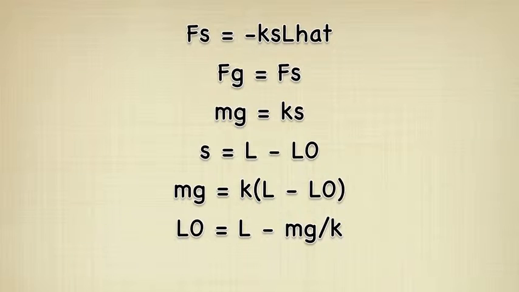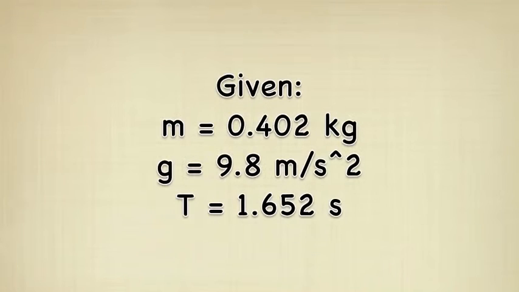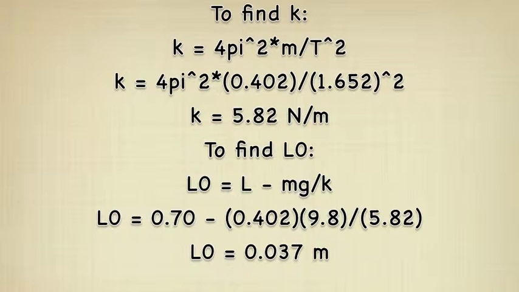To do so, we know that the weight force and the spring force are equal, so we can set mg equal to Ks. Then, using the formula for S, we can find that L naught equals L minus mg divided by K. Now, using the given mass and gravity, and what we found T to be, we find that K equals 5.82 newtons per meter and L naught equals 0.037 meters.